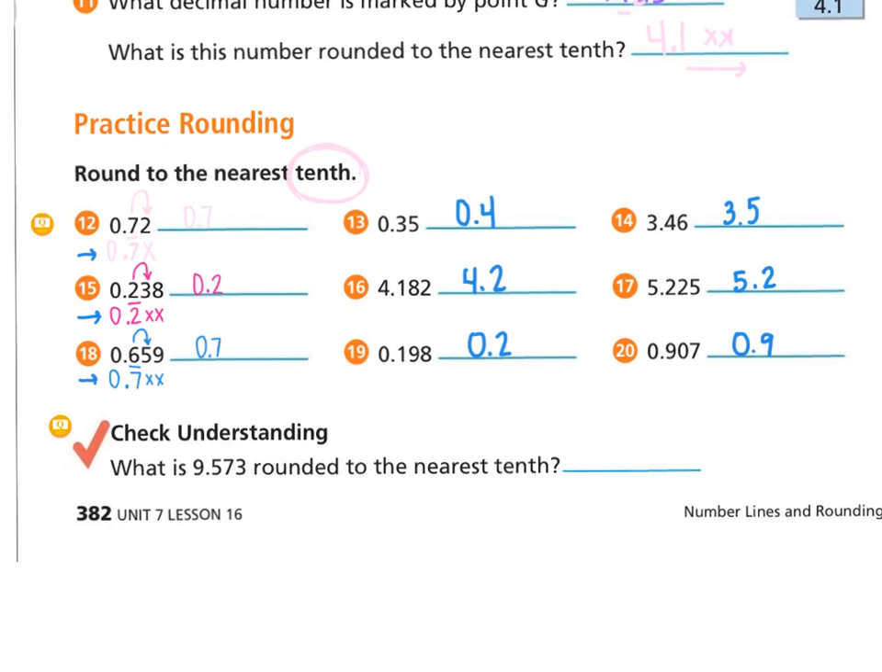If you want to try the check for understanding, it says, what is 9 and 573 thousandths rounded to the nearest tenth? Underline the digit, look next door. It's 5 or greater, so my 5 becomes a 6. Everything on the left is copied, everything on the right is eliminated. My answer is 9 and 6/10.